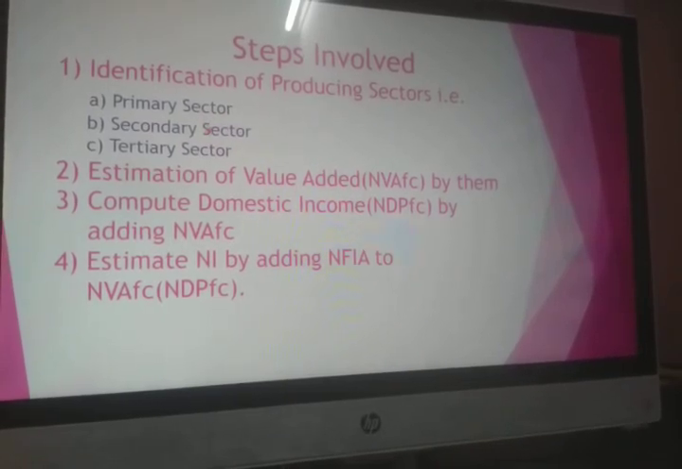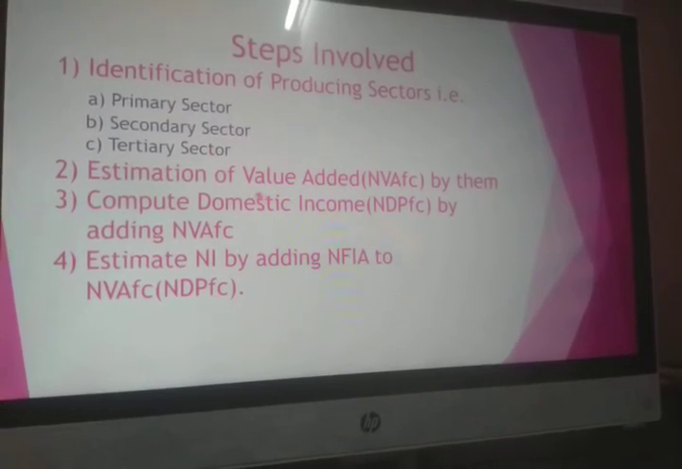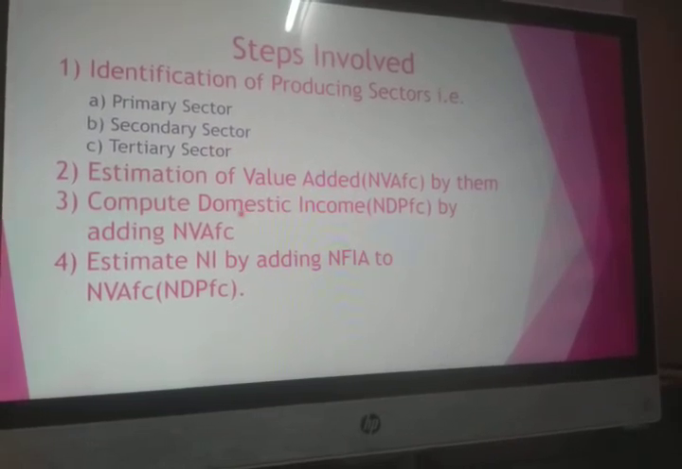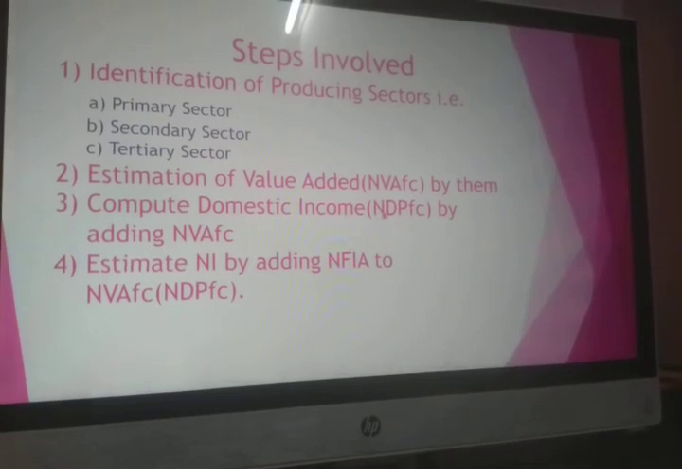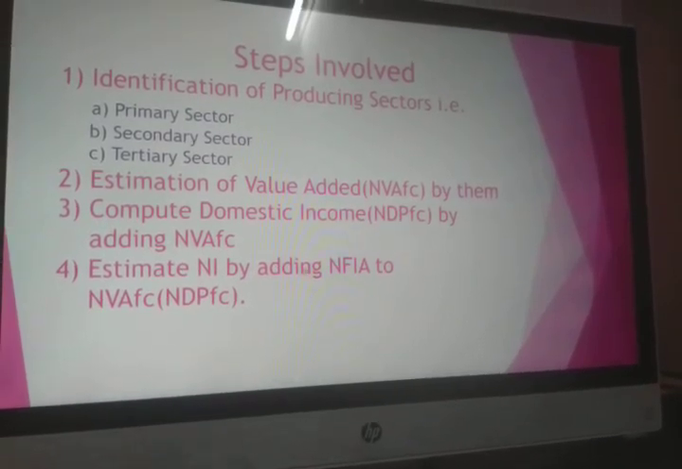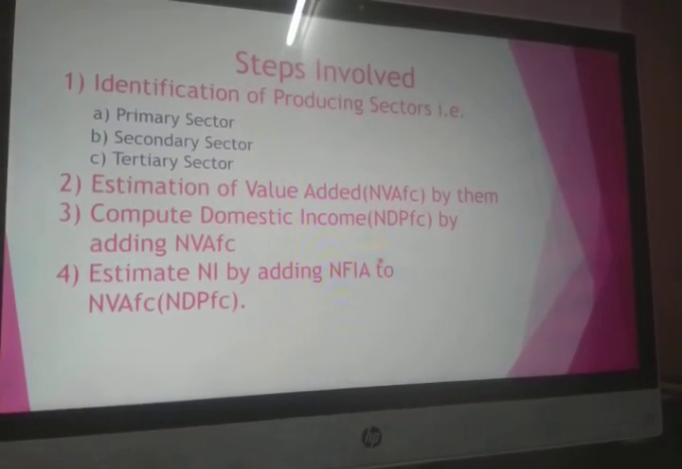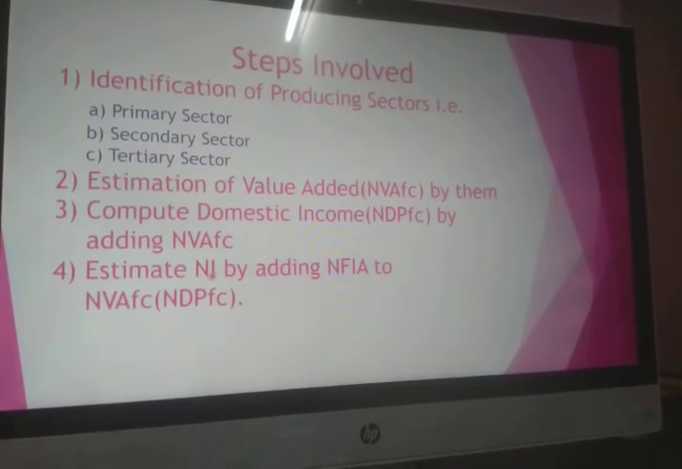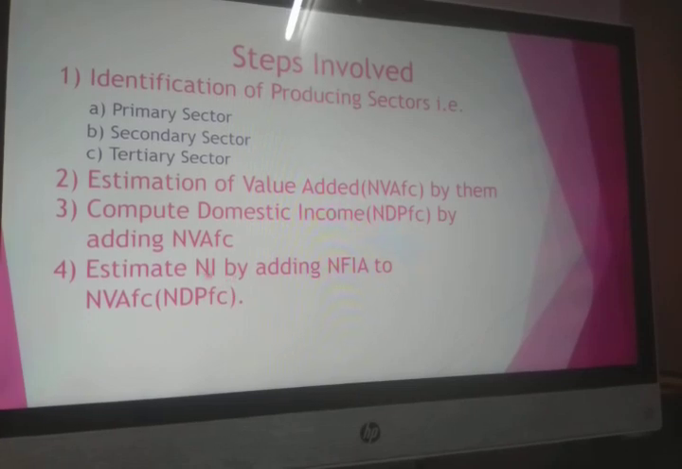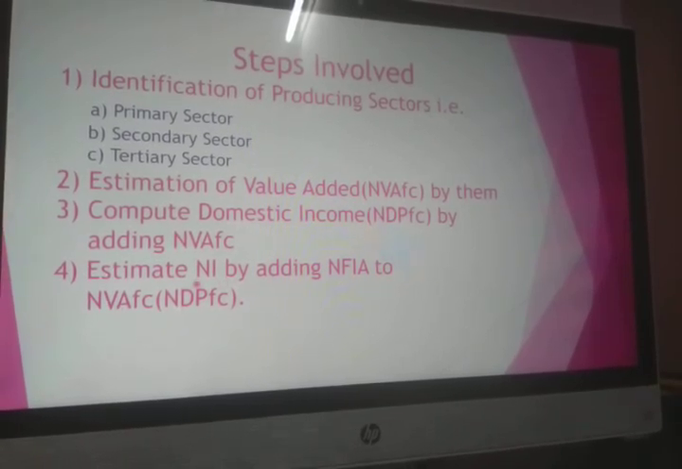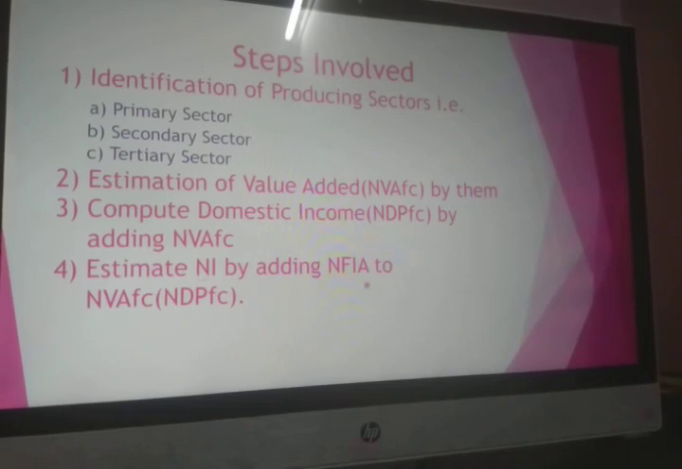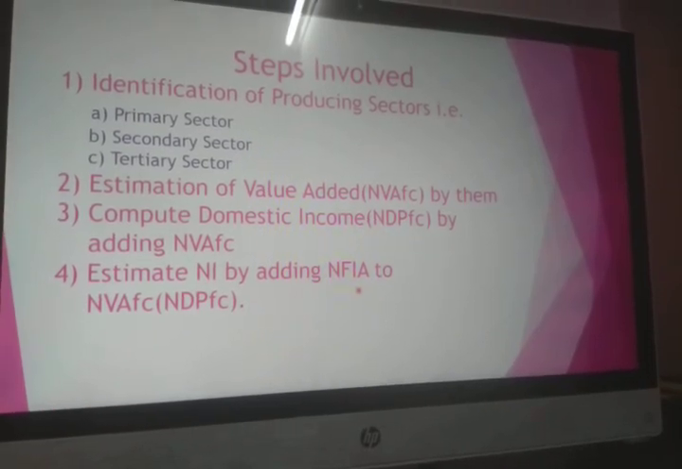The NVAFC of individual sectors, if we take it up, is just a part of domestic income. And when we sum up the income or the value addition by these sectors, then we arrive at domestic income, which is also known as net domestic product at factor cost. After the calculation of NDP FC, we add NFIA, net factor income from abroad, to this, and we finally estimate the national income. So for arriving at national income, we always have to make the treatment of NFI. That means we have to add NFI.